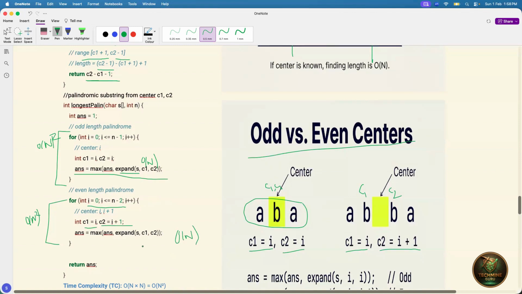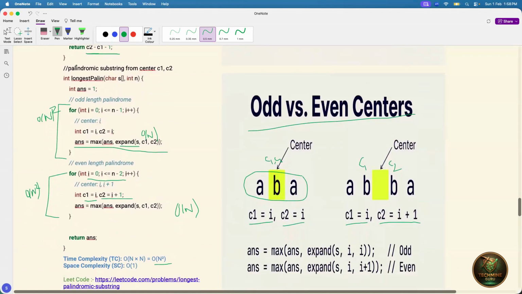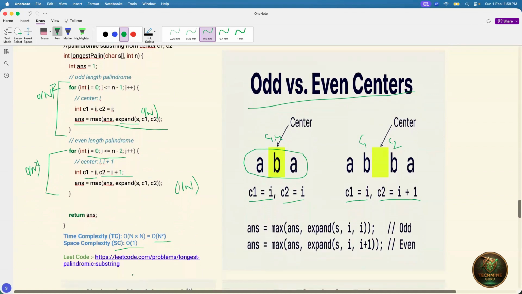So what is the total time complexity? It will be O(n square) plus O(n square), which is O(n square) only. And since we are again not taking any extra space, our space complexity is O(1). So this is a LeetCode problem for which I have also mentioned the link in our description. You can check that as well.